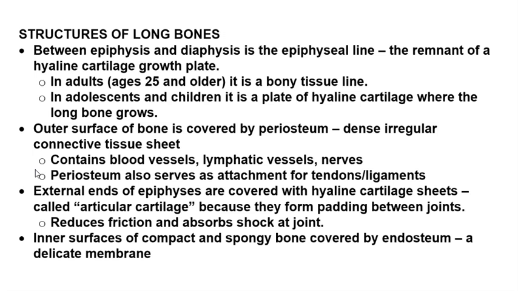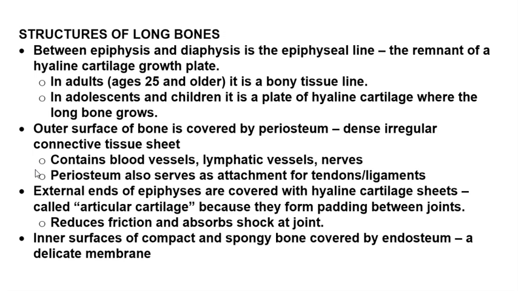Superficially or externally, the long bone is covered by a connective tissue sheet called the periosteum. The periosteum is made out of dense, irregular connective tissue. The periosteum helps to bind and connect blood vessels, lymphatic vessels, and nerves to the surface of the bone. But the periosteum also serves as a point of attachment for tendons and ligaments to anchor to the external surface of the bone.